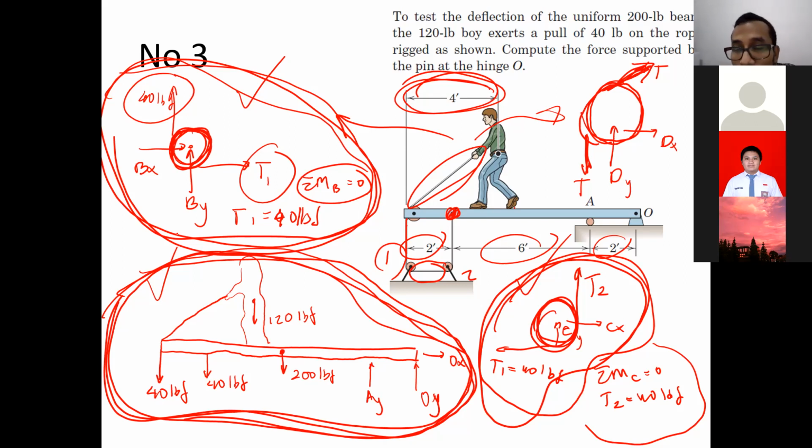Hello, William? Yes, sir. It's not supposed to be a problem. The first thing that you're supposed to do is to use sigma moment at O equal to 0 to find AY. And after that, using sigma Fy equal to 0 to find OY. And then using sigma Fx equal to 0 to find OX. OX is supposed to be 0 then. Okay? Yeah, sure. Thank you, sir. The result: OX is supposed to be 0, but AY and OY both are not supposed to be 0.